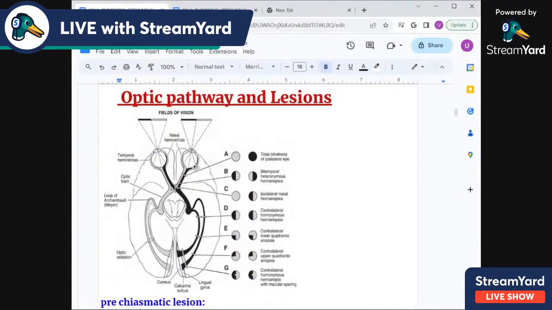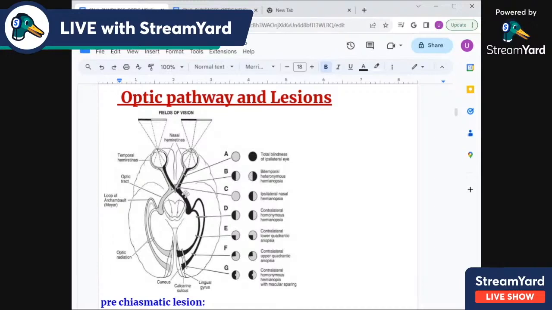We started here, each eye divided into two halves, right and left, temporal and nasal. The temporal fibers carry the nasal visual field and the nasal fibers the temporal visual field, and then this passes backwards to the optic chiasma, where nasal fibers decussate, that represents the temporal visual field. So a lesion here at the optic chiasma will cause bitemporal hemianopia, the right side of the right eye and the left side of the left eye, or heteronymous hemianopia.